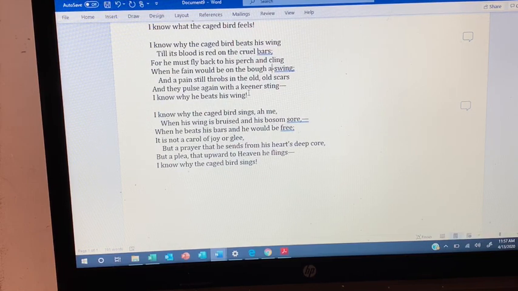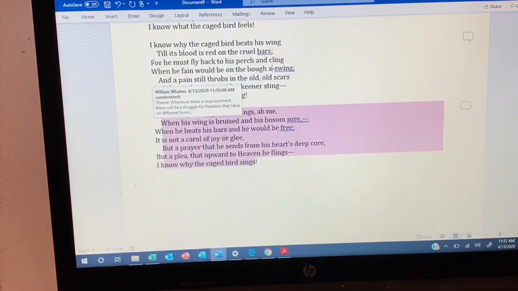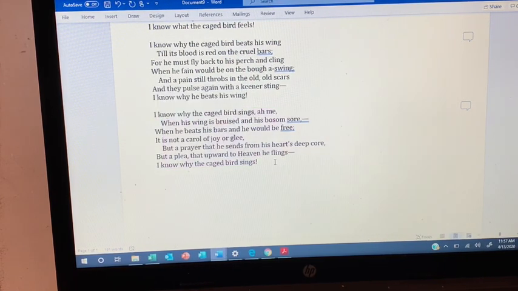But if we understand that Paul Laurence Dunbar himself is an African American who is the son of people who were literally enslaved, this poem can clearly have resonance and meaning for African American struggle for liberation. And this last stanza itself, I know why the caged bird sings. It doesn't sing a happy song, it sings a sad song.